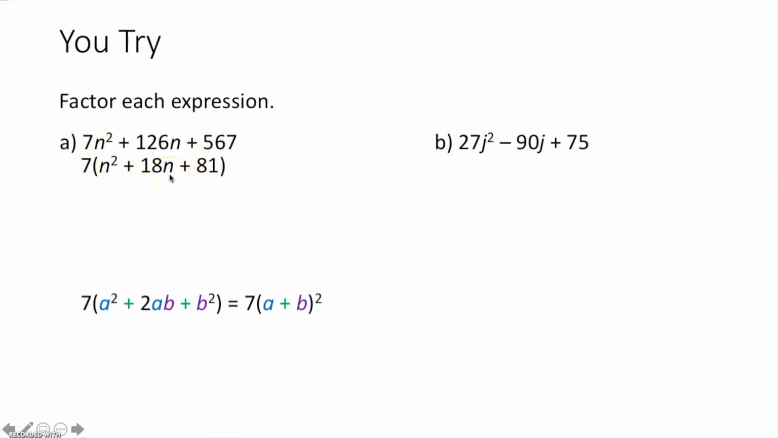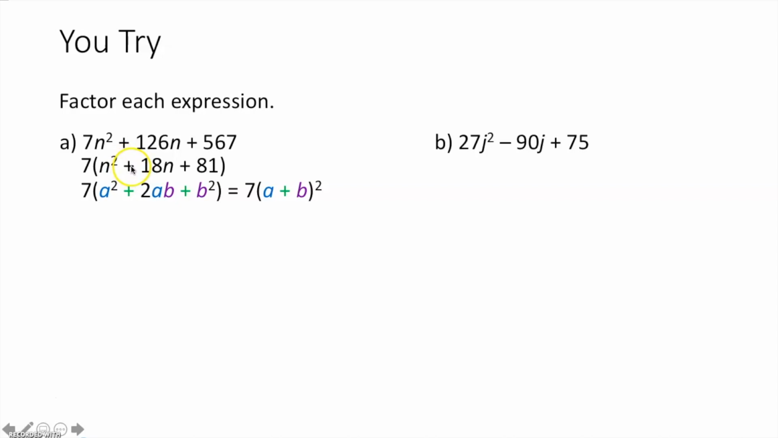Yeah, sweet. So since our middle term right there is positive, we use this version where it's a plus b, the quantity squared. And what we can do is just figure out what's your a value. Well, the square root of n squared is just n. And then what's your b value? The square root of 81 is 9. So we take n, plug it in for a, take 9, plug it in for b, and you're done.